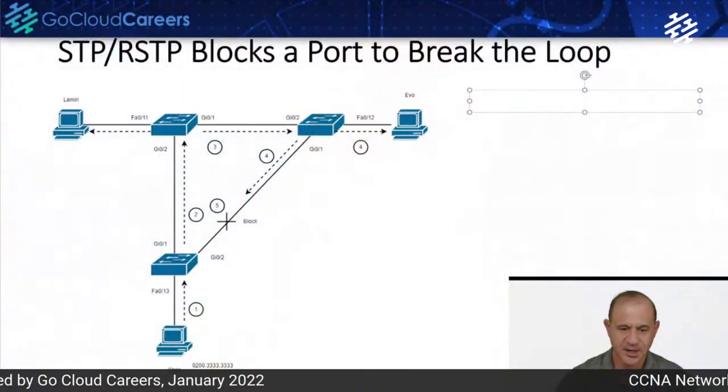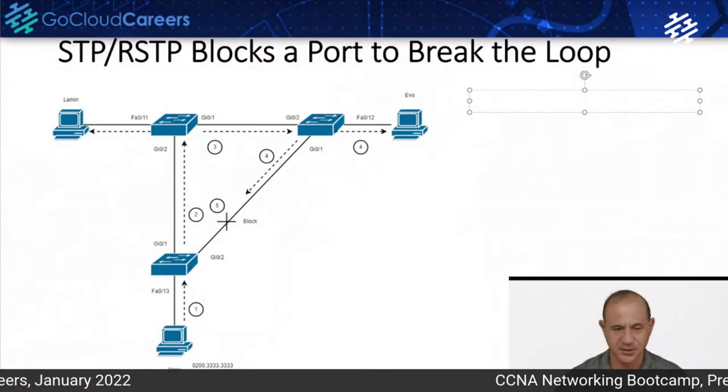So what does it look like? How does spanning tree block the loop? It blocks the loop in the following manner. Bear with me a second. Let's go back into this same diagram over here. Bear with me, it's a lot of stuff to go back and forth with these kinds of environments. So now you can see we've enabled spanning tree.